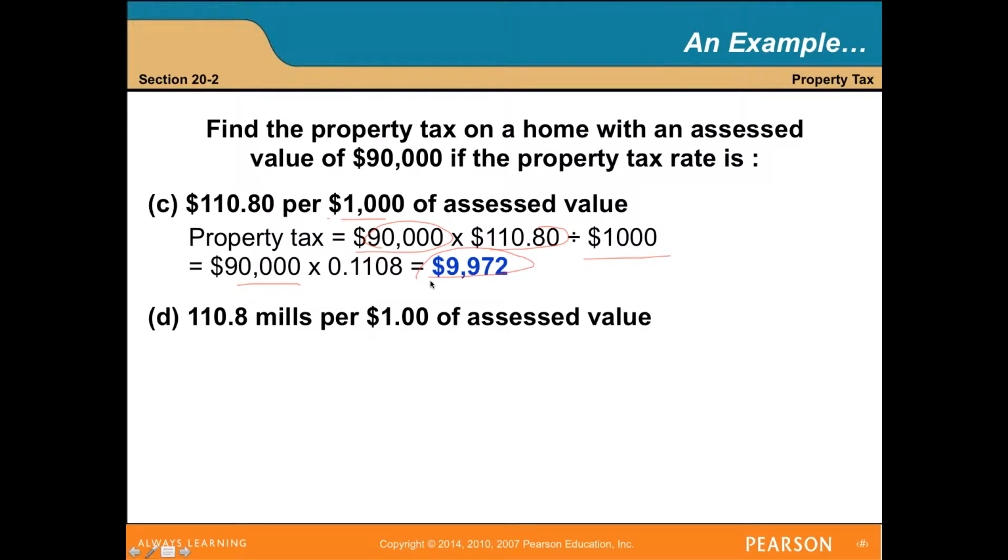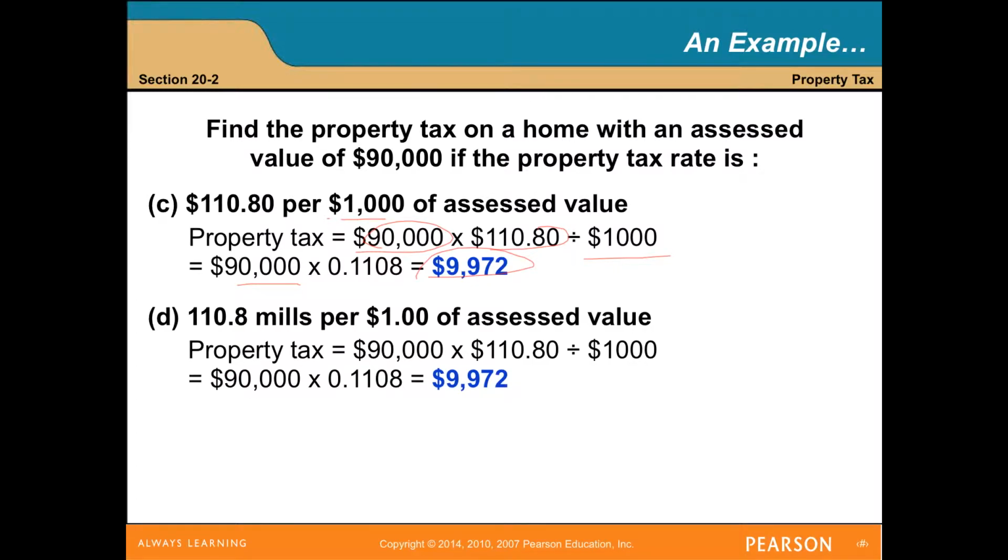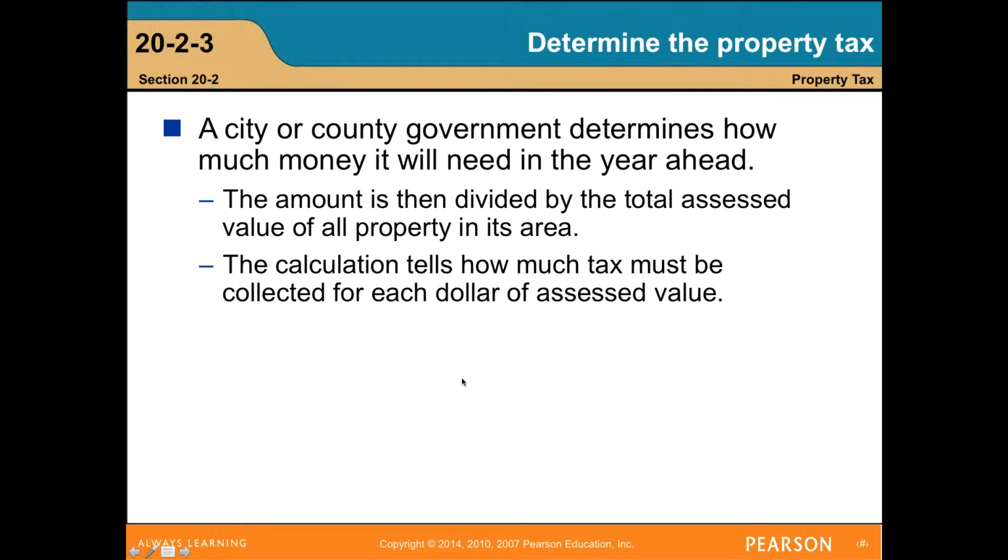And now we're doing it at 110.8 mills per $1 of assessed value, and we get the same exact thing. Property tax equals 90,000, which is given, times $110.80 divided by 1,000, which equals 90,000 times 0.1108, which is $9,972.